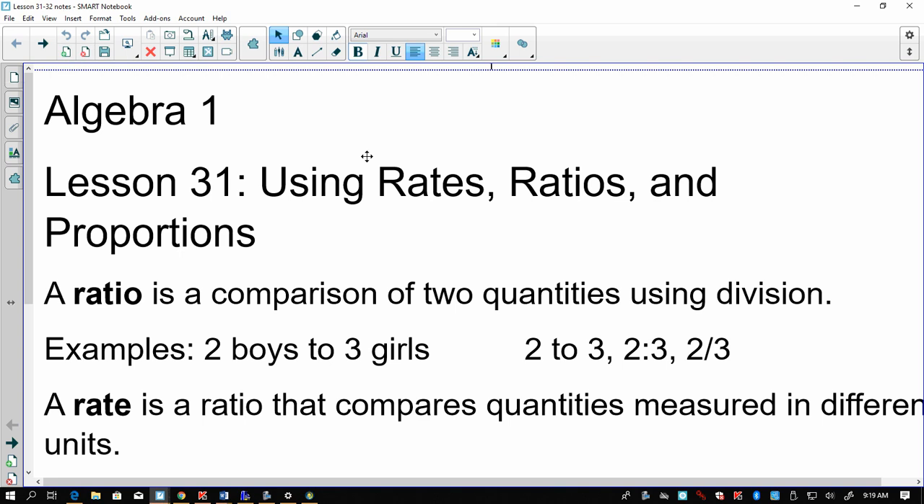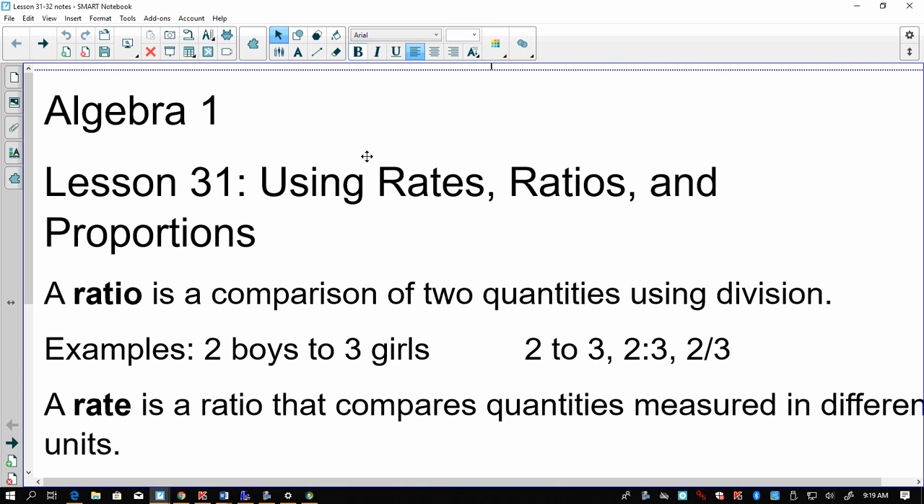All right, Algebra 1, Lesson 31 and Lesson 32. Lesson 31, I'm going to have to look at my screen because it's cutting a whole bunch of stuff off on our smart board here. Lesson 31 is using rates, ratios, and proportions. I guess it is kind of there, although some things are missing.